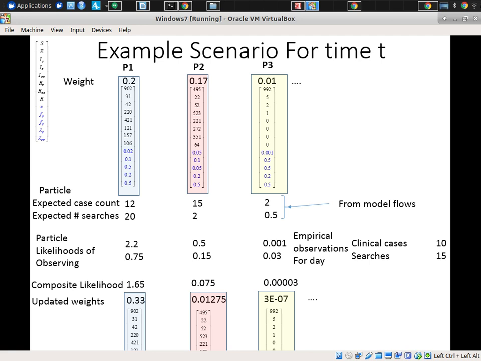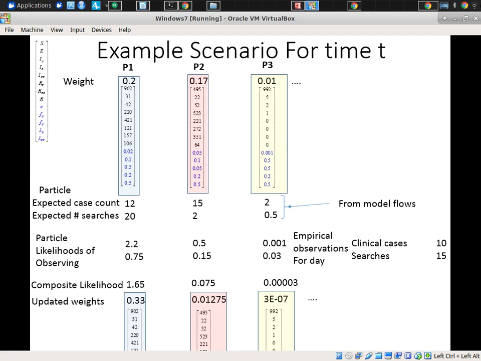It's a stochastic system. So for a given particle, this is why these things are shown lined up with the particles, you can compute this expected case count, expected number of searches. It's just mechanically plugging in for the formulas involved and using the values that are particle specific, plus any parameters for the model as a whole that don't change.